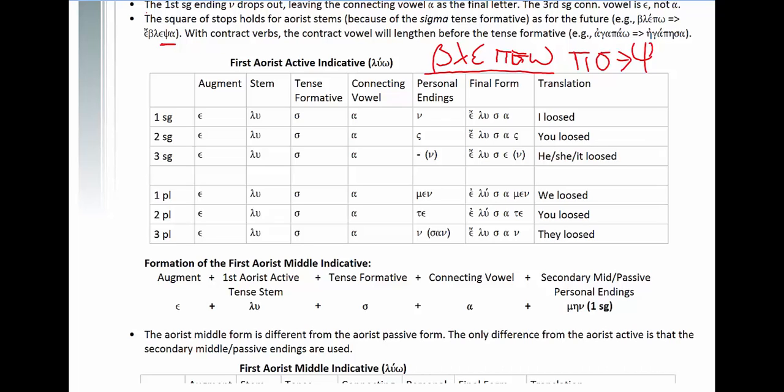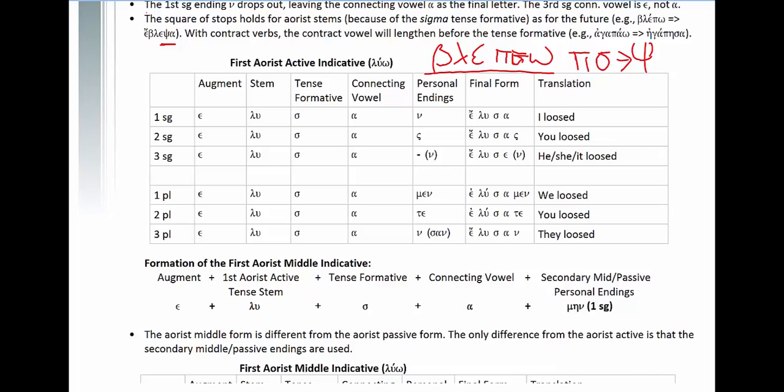Okay, so that happens a lot with first aorist verbs, so just be aware that the square of stops holds, and if you're uncertain about what the square of stops is, you can view our video on that to review. With contract verbs, the contract vowel will lengthen before the tense formative.